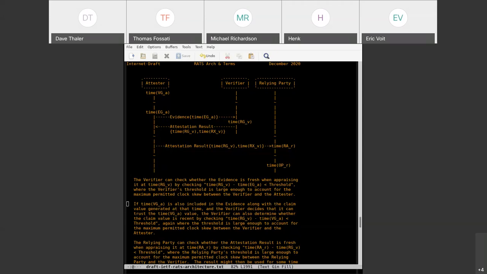You can say the verifier's threshold is a measure, and this is not the right phrasing, but a measure of how fresh the evidence is, which accounts for things like propagation delay, signing time, clock skew, et cetera. I would just split this up into maybe three sentences and make sure the first sentence is about the age of the evidence. That's all. But it sounds like Thomas, you're willing to take a shot at it. Yeah. Okay, cool. Thanks, Thomas.